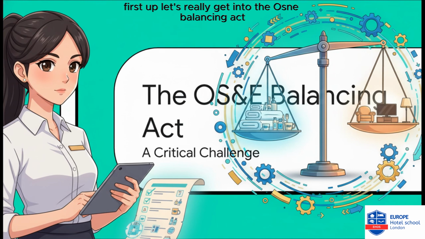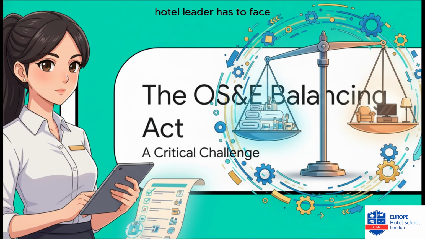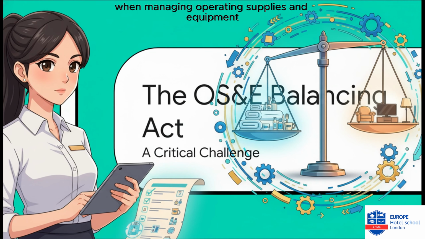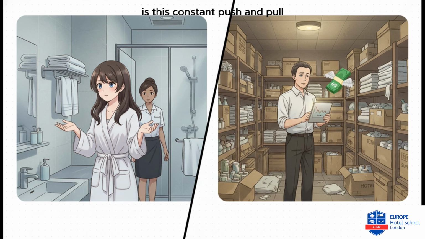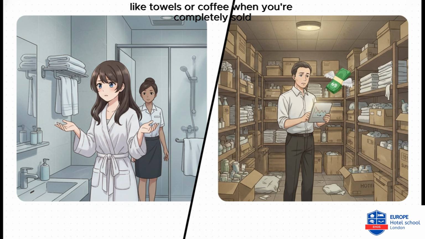All right, first up, let's really get into the OS&E balancing act. This is a huge operational challenge that every single hotel leader has to face when managing operating supplies and equipment. You see, at the very heart of hotel operations is this constant push and pull. On one side, if you understock, you risk the absolute worst-case scenario, running out of something essential, like towels or coffee, when you're completely sold out. That is a one-way ticket to guest dissatisfaction.